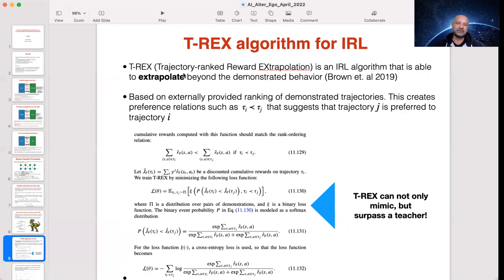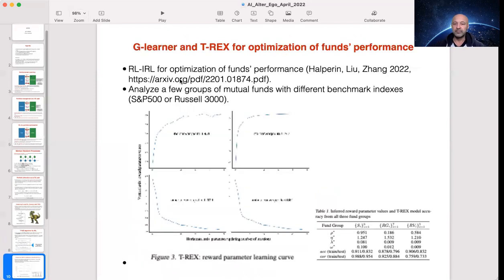The nice thing about this algorithm is that it allows the ability to extrapolate beyond the demonstrated behavior, which is an extremely important thing. Many previous inverse reinforcement learning algorithms at most could hope for mimicking the behavior of demonstrators, but this algorithm actually goes beyond that, and it's able to improve over the demonstrated behavior, which is extremely important for financial applications, obviously, because in financial applications, we never know that the demonstrated behavior was optimal.